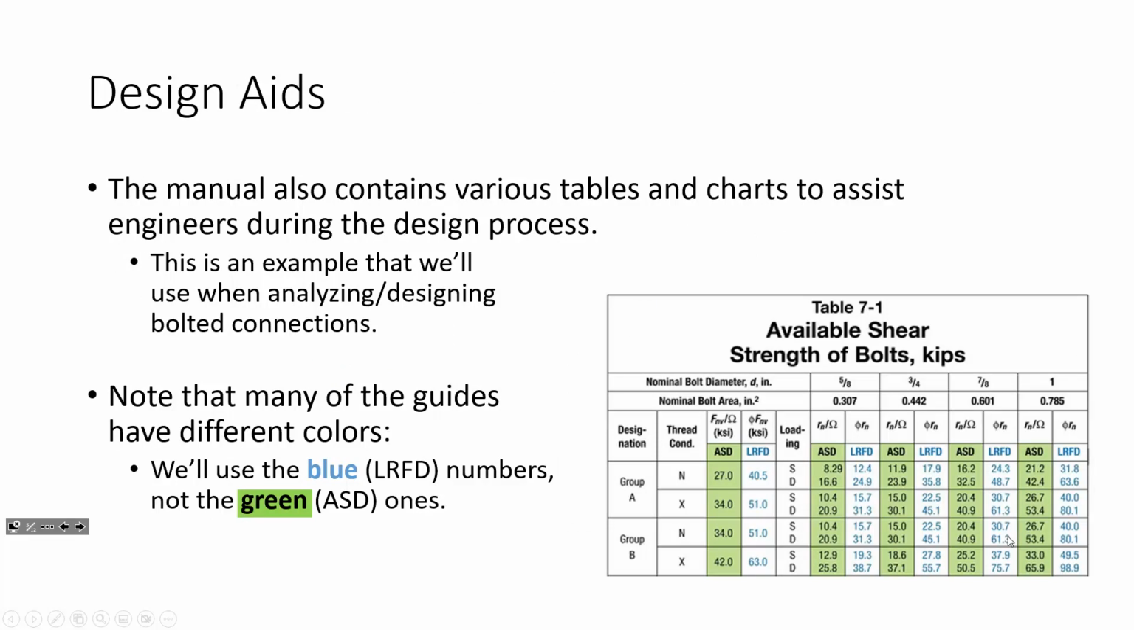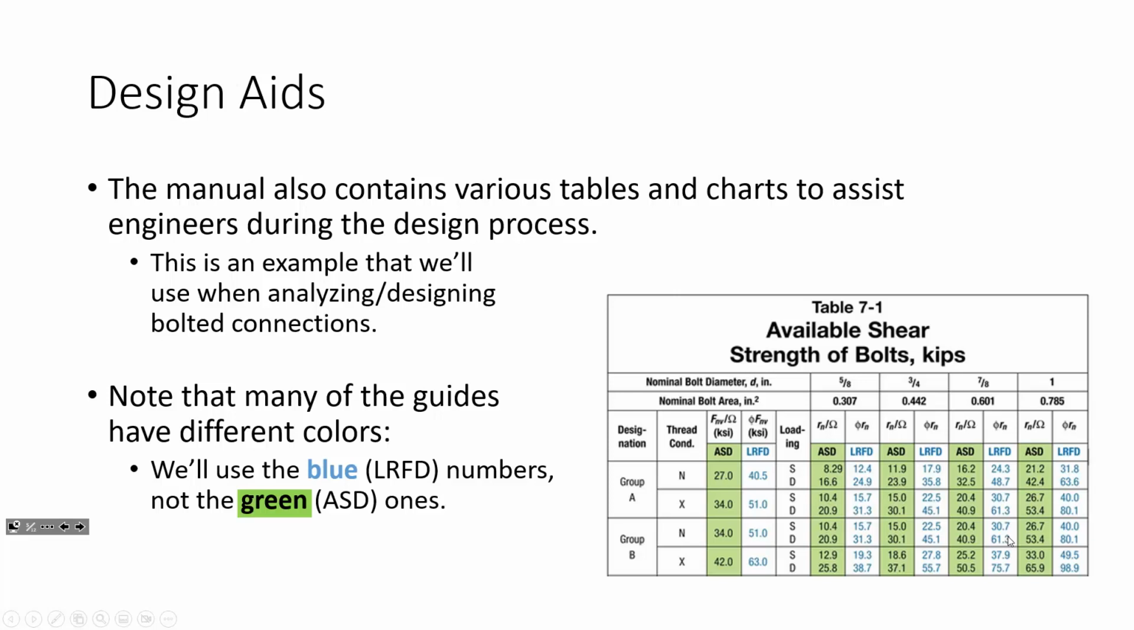Now, if you just start flipping through the main body of the manual, and you can pick any of the design aids, it doesn't really matter. I'm looking at a design aid in section 7. I don't care what design aid you look at. They're all going to kind of look something like this.